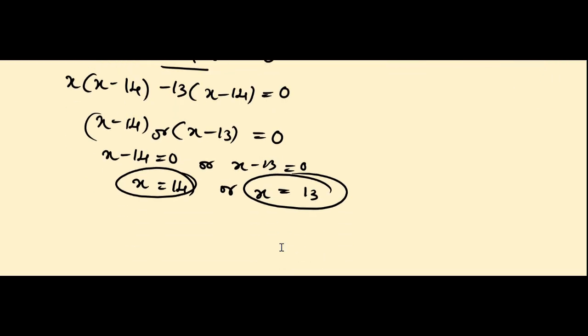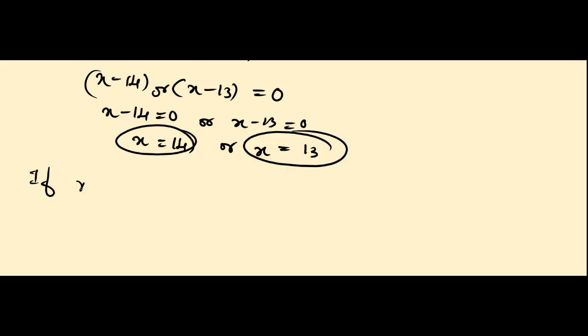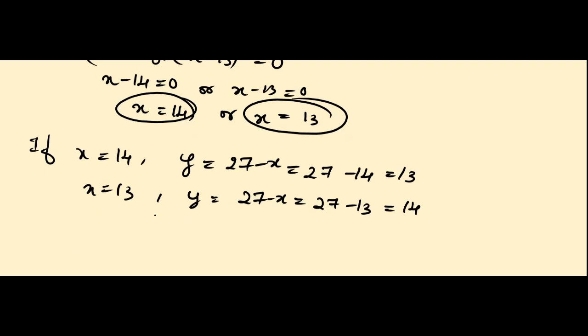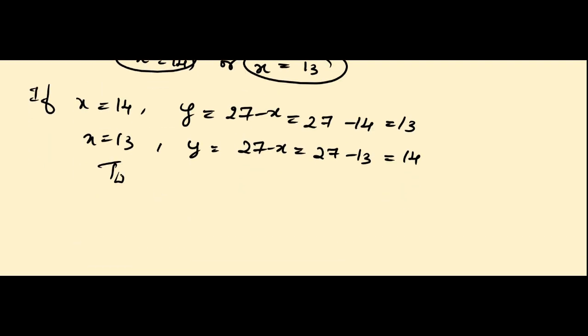So if x becomes 14, what will y become? y means 27 minus x, correct? So 27 minus 14, that is 13. So if x becomes 13, then y is equal to 27 minus x, that is 27 minus 13, that is 14. So the two numbers are 14 and 13.